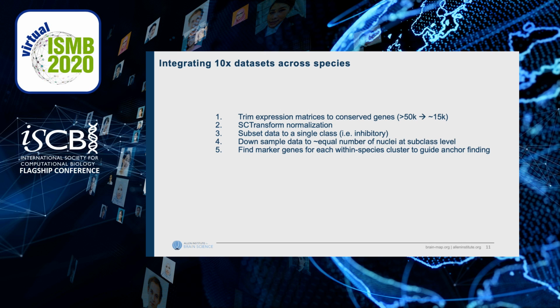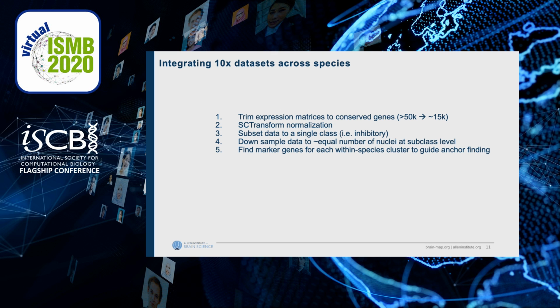So some of the most relevant factors that I found for achieving a really meaningful cross-species integration were to first trim the expression matrices to only include genes that are found in all three species. And so in the case of humans, this means going from around 50,000 genes down to 15,000 genes. And fortunately, about 90% of the cell type marker genes tend to be in this conserved gene list for each species, so you're not losing a lot of the identity genes.